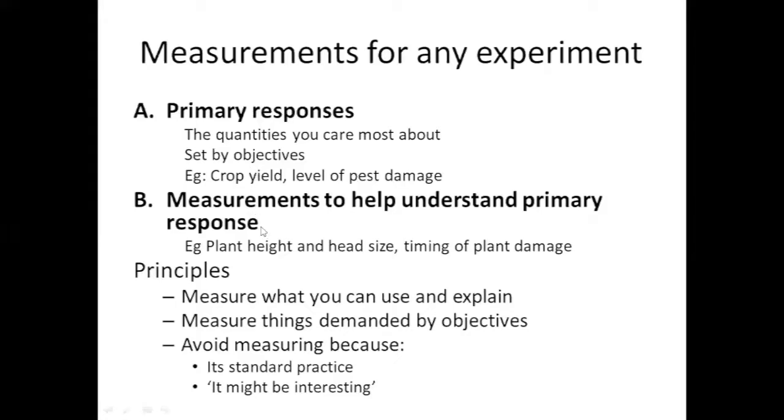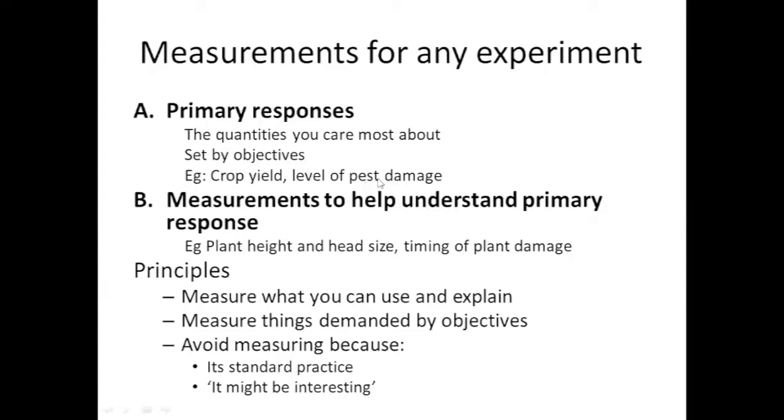The next set of things we measure are those which we measure to try and help understand the primary response. So for example, if we're interested in crop yield, we sometimes measure things like plant height or head size so that we can get more understanding of what we mean when the yield is high. Is the yield high because the plant was high, or is the yield high because the head size is big? We can understand something about crop yield if we measure something like plant height or head size.